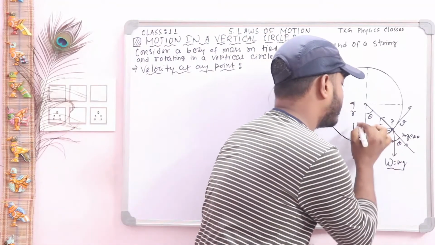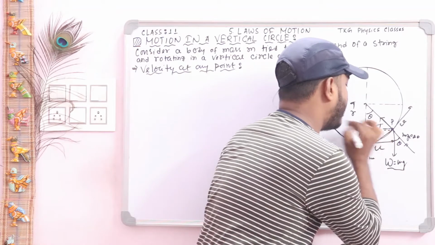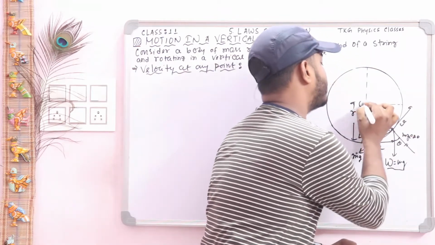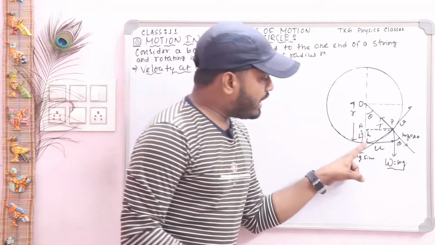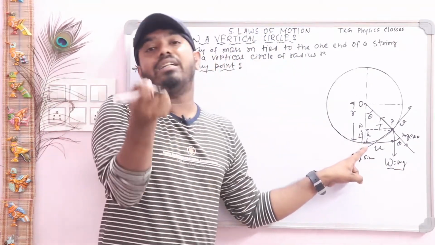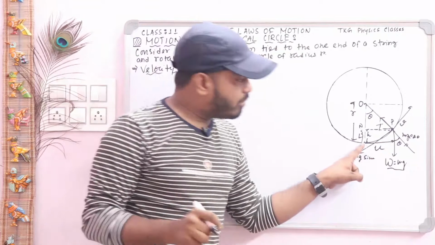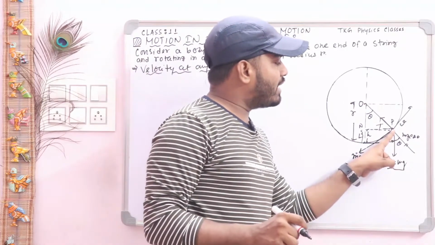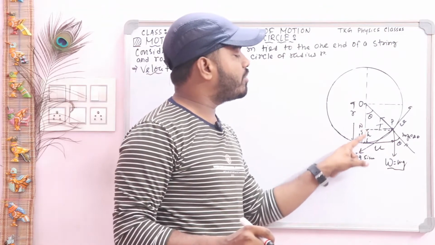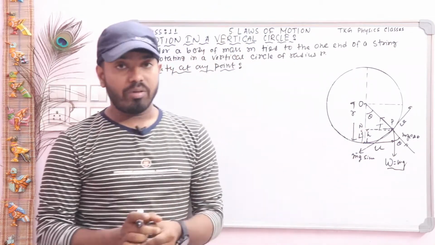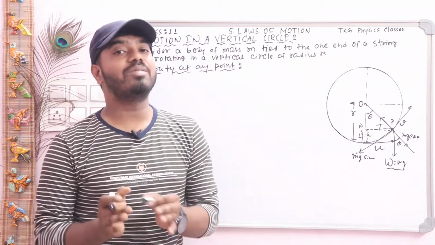This value is H. Suppose this point is named as N, this point is O, and this point is, sorry, this point is P and this point is O. So when the body is at L, the vertical distance is 0. When the body is at point P, the vertical distance covered by the body is this one, H. Now here we apply the conservation law of energy.